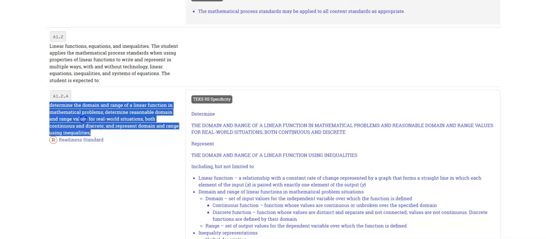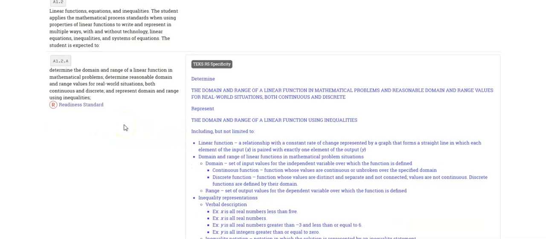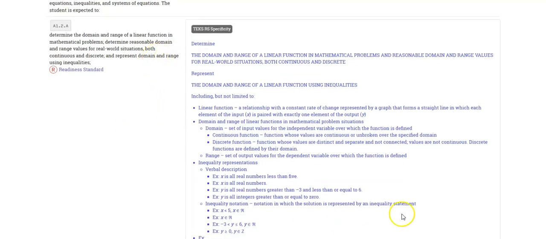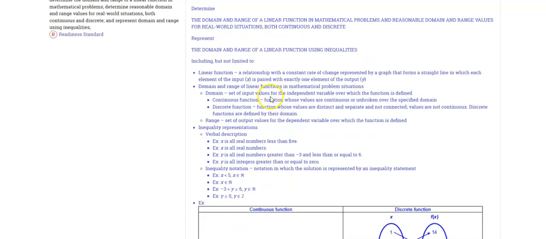So if you're a math teacher, you know what that means. However, if you come over to this right-hand side where it goes into depth, past the actual wording of the TEK, when I hear represent domain and range using inequalities, I'm thinking, okay, x can be any number greater than or equal to 2, and you write that like this.